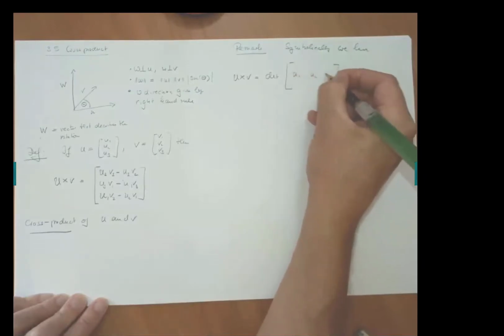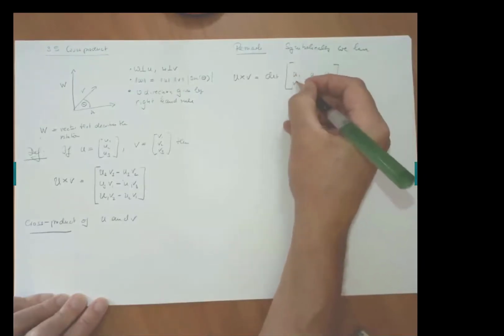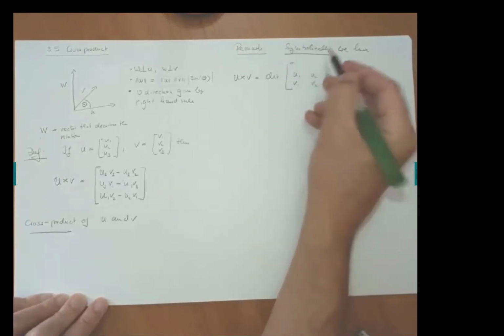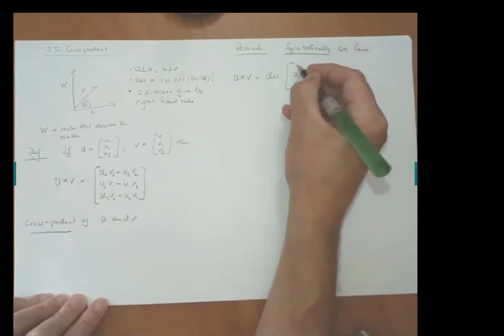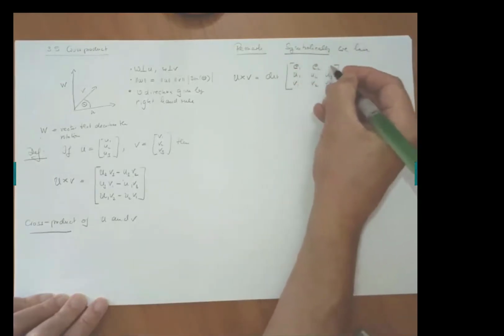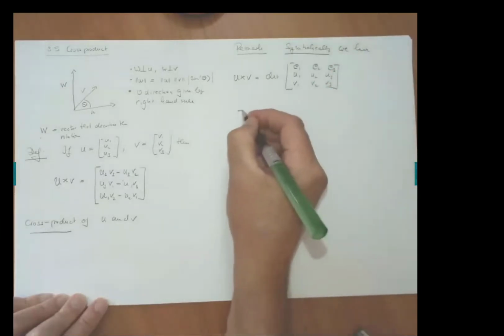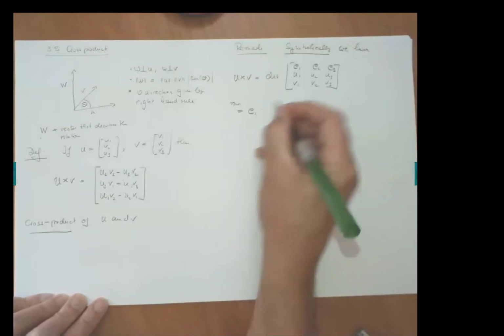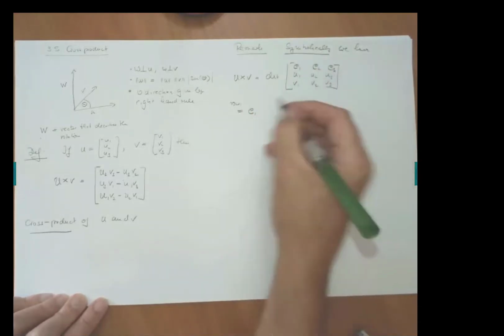U1, U2, U3, V1, V2, V3. But what do we write in the first row? And that's actually why it's symbolically, because it doesn't really make sense. You just write the unit vectors, E1, E2, E3. And then you do expansion with respect to row 1. So you do E1 times the determinant of this.